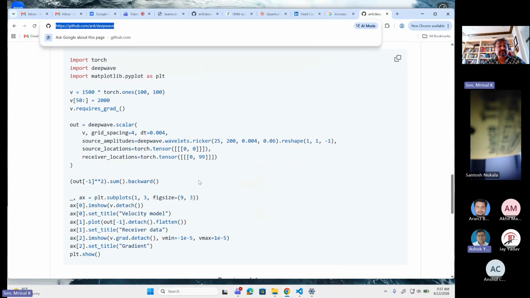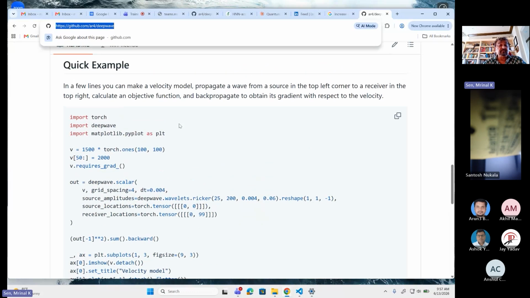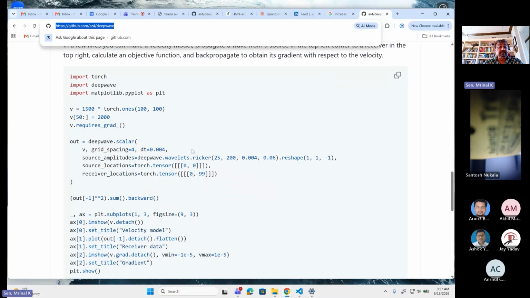Okay, so here you are importing torch, then Deepwave. You have to build the Deepwave library, and I'll show you some examples of running it. And simply using matplotlib from here. So here, this is setting up a velocity model. It's very simple. Here it is homogeneous 100 by 100, but then filling it up with 1500 meters per second, and then from 50 on it has 2000. So it's basically a two-layer model.